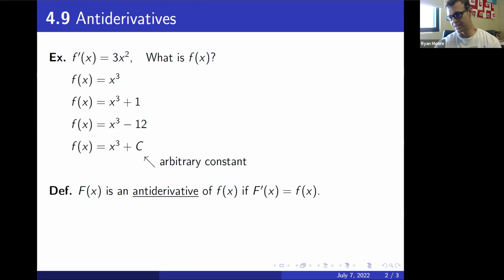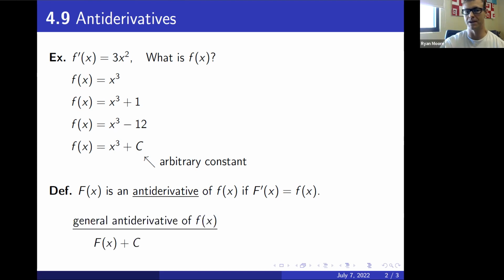So here's what we're going to do instead. We're also going to define the general antiderivative. The general antiderivative is where we use just the plus c. So we'll say capital F of x plus c. In our example, that capital F of x would have been the simplest one, the x cubed, and then we put the plus c on the end.